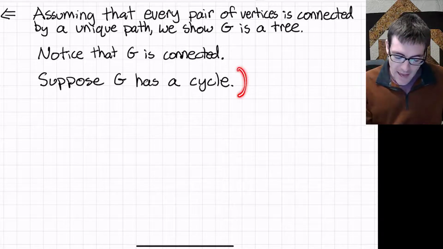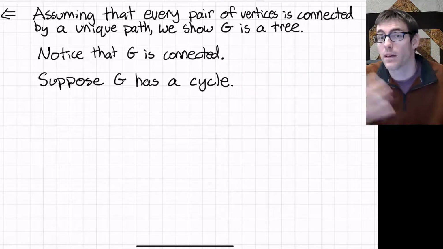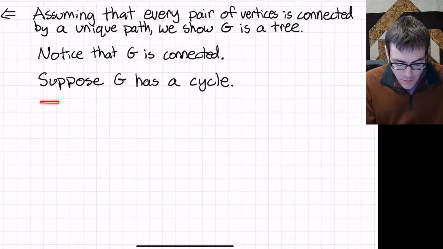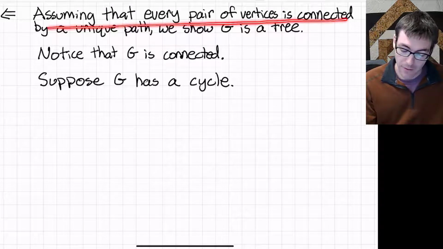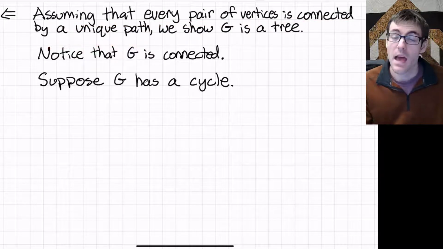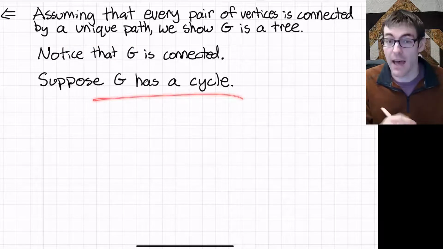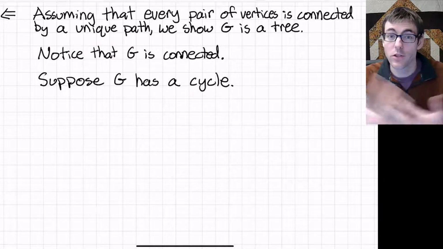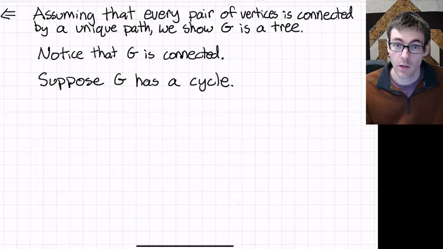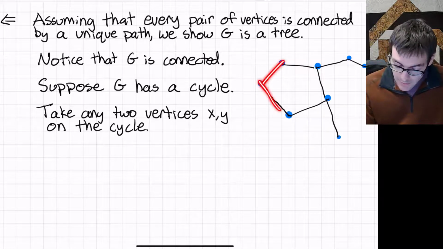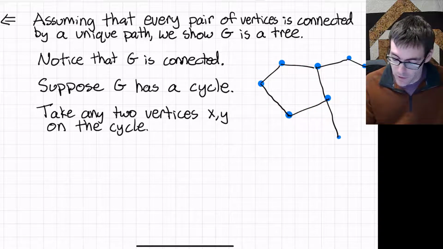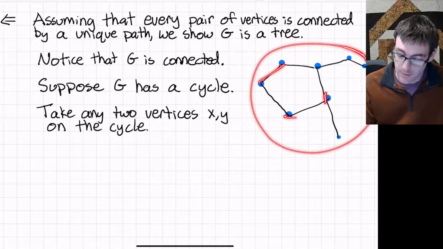To show that it has no cycles, again, we'll use a proof by contradiction. So suppose that G does have a cycle. We have this property that every pair of vertices is connected by a unique path, and we're assuming that G has a cycle. We'll use those two in conjunction to find a contradiction. So we're just assuming that G has a cycle. Here is a picture just to have an idea of what we're talking about. Here is a graph with a cycle in it.